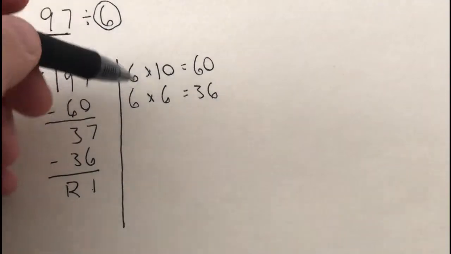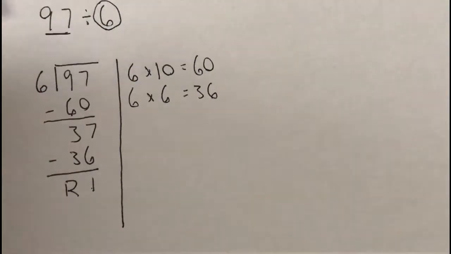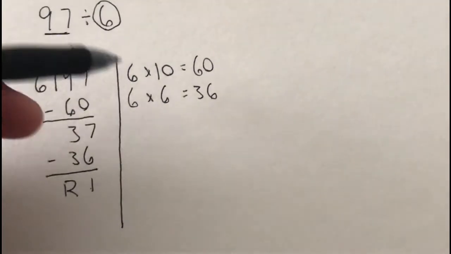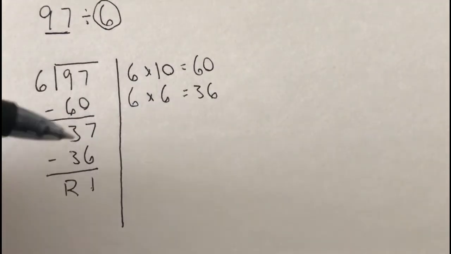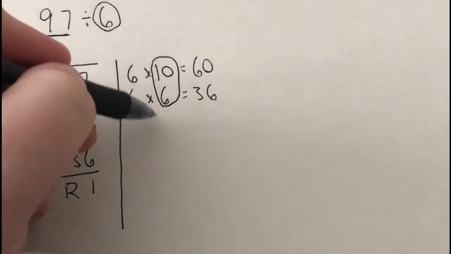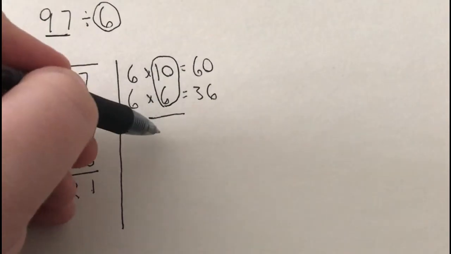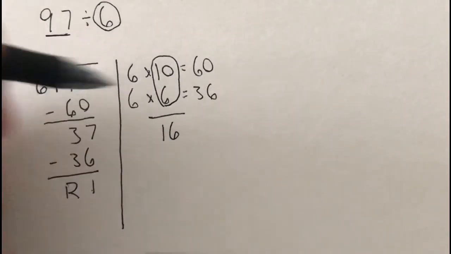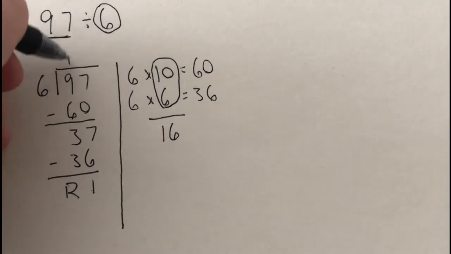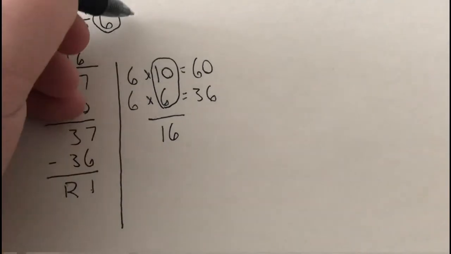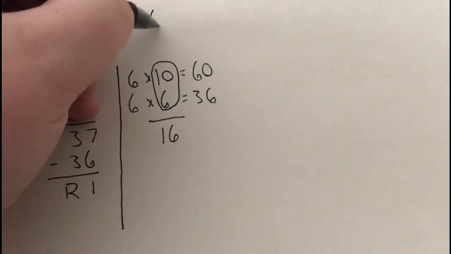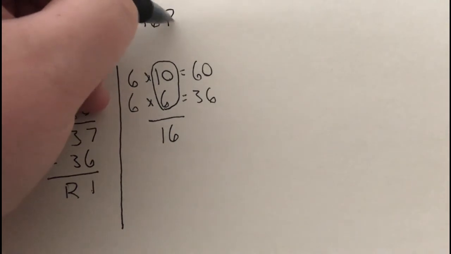Okay, now, to find our quotient, notice how I started with my divisor, just like last time. Okay, each time, 6 times 10, 6 times 6. Okay, now, just add up your middle column. 10 plus 6 is 16. All right, so now we know that our quotient is 16. So now 97 divided by 6 is 16 with a remainder of 1.